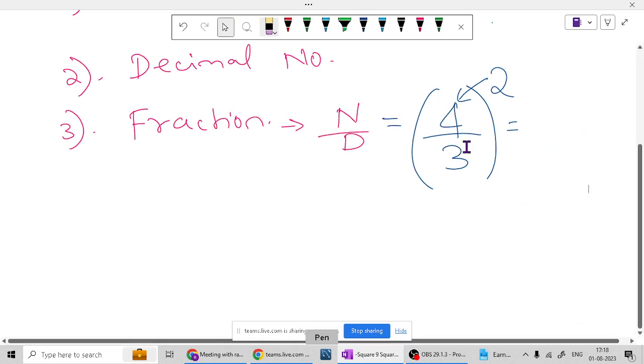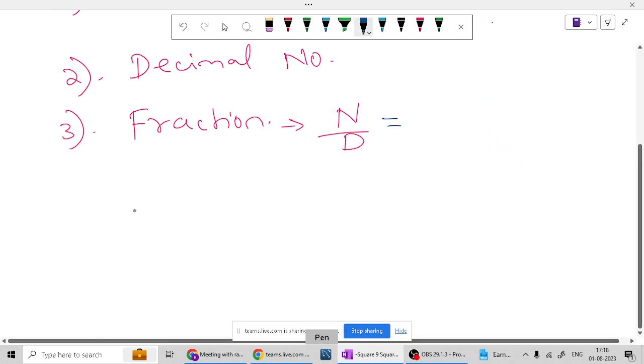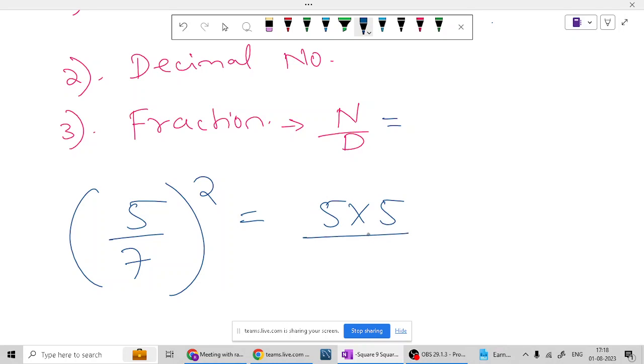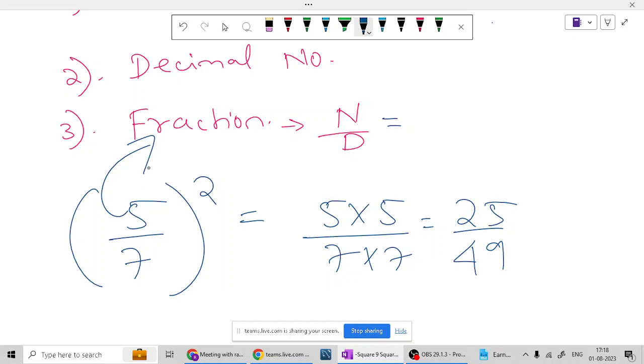Fine. If they ask you some other value, 5 by 7, what's the square of this? So 25 by 49. Good. So 5 into 5. According to the definition, a value has to get multiplied twice. That is known as square. And 7 into 7. 25 by 49. Okay, understood this? That is for fractions. Yes, sir. Okay, next decimal.